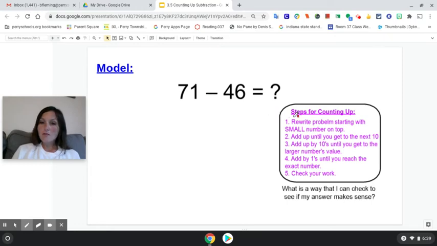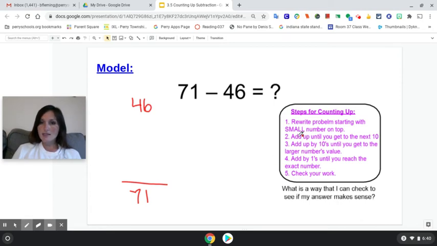With the counting up method, the first step says that we're going to rewrite the problem with the small number on top. So 71 minus 46, the small number is 46. So I'm going to write that up at the top, and I'm trying to count up to 71. So my bottom number down here is going to be 71. Now I have to decide, how am I going to get from 46 to 71?